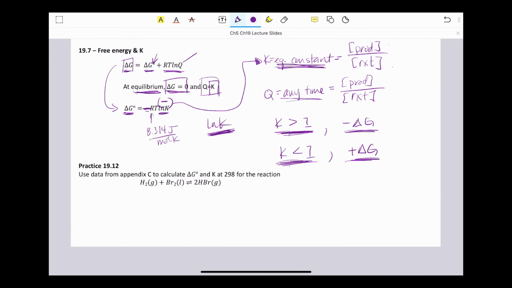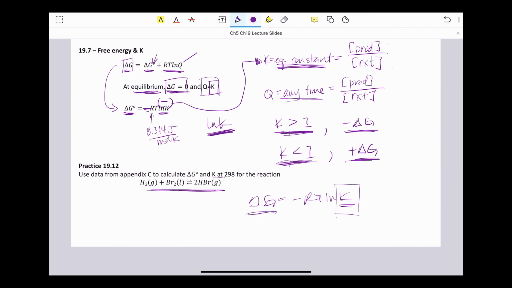So then problem 19.12 says to use Appendix C to calculate delta G and K. So basically we would get our delta G, convert delta G to joules, and plug it into our equation that says delta G is equal to negative RT ln K. Does that make sense? Then you would solve for K, and that would get you your equilibrium constant for this reaction. And we could use our common sense to make sure that the value of K makes sense with what we know for delta G to be.